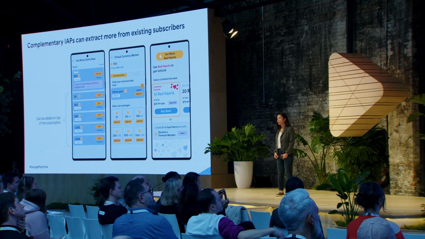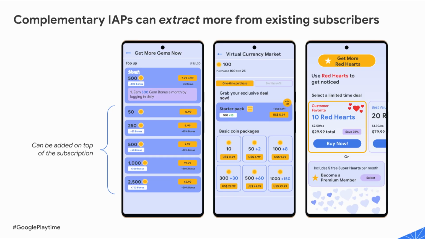Complementary IAPs are similar, but can be stacked on top of an existing subscription. The use cases can be similar to the standalone IAP examples that I just mentioned. And the goal of having complementary IAPs is to give high-intent, goal-oriented users access to additional consumable features they find valuable.